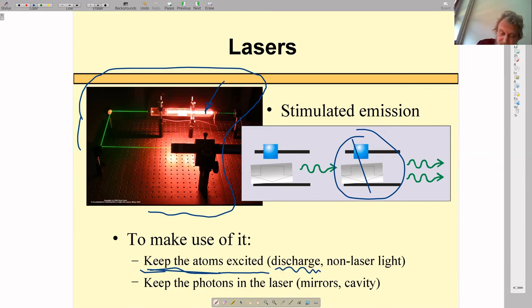That's what one sees here in this tube. It can also be non-laser light, or electricity, like in lasers which you see in supermarkets. Another requirement: one has to keep the photons in the laser, because if they go away, you don't have stimulated emission. So in this laser, this is solved by putting half transparent mirrors at the end of this optical tube.